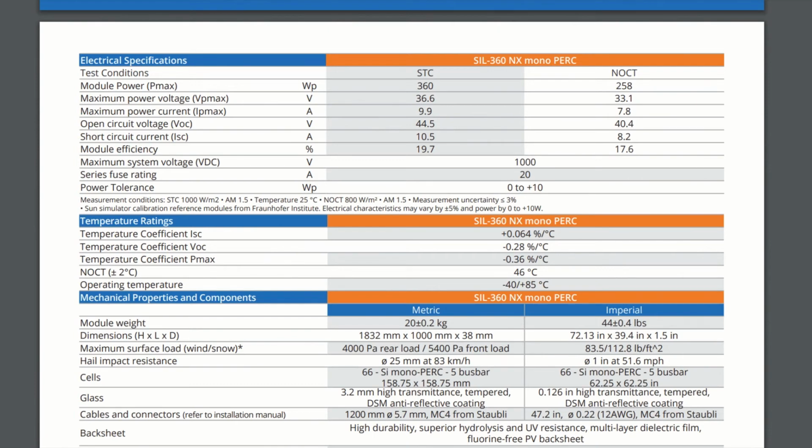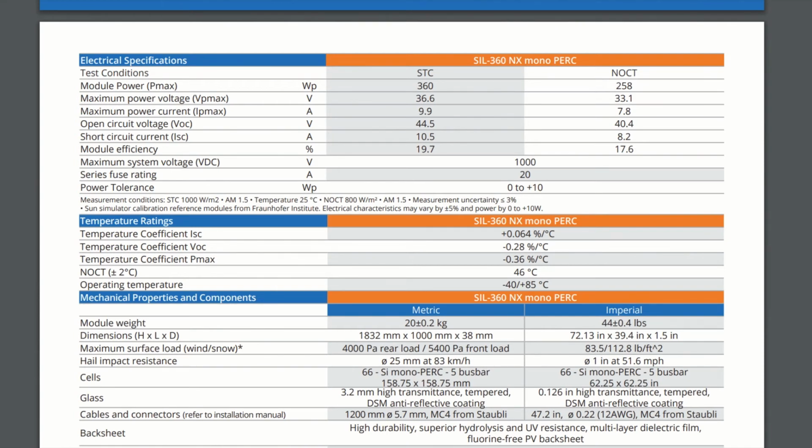Now let's talk about nominal operating cell temperature. A PV module will typically be rated under standard test conditions. However, when they are operating in the field, they typically operate at a higher temperature and at somewhat lower insolation conditions. In order to determine the power output of the solar cells, it is important to determine the expected operating temperature of the PV module.